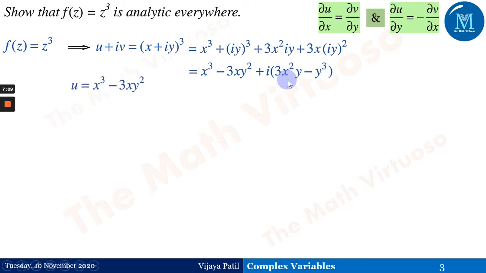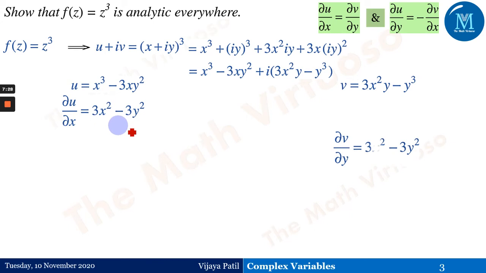Just collecting the real terms and the imaginary terms over here, u is equal to x cube minus 3xy square and v is 3x square y minus y cube. Similarly, it's a very simple function, so I don't think there is any need for me to explain this differentiation. It's a very simple thing.